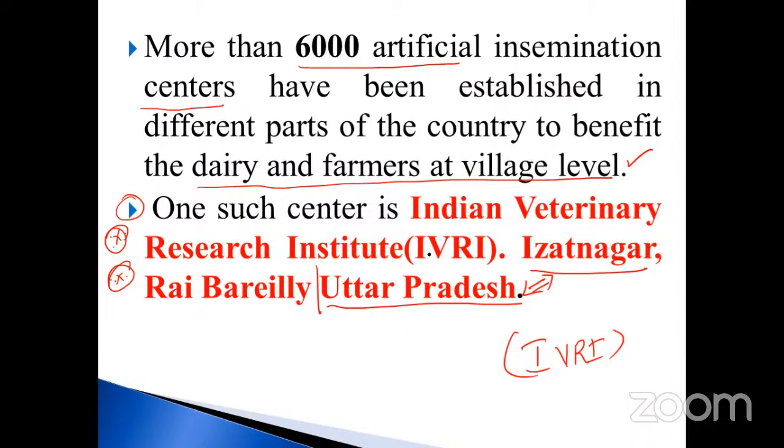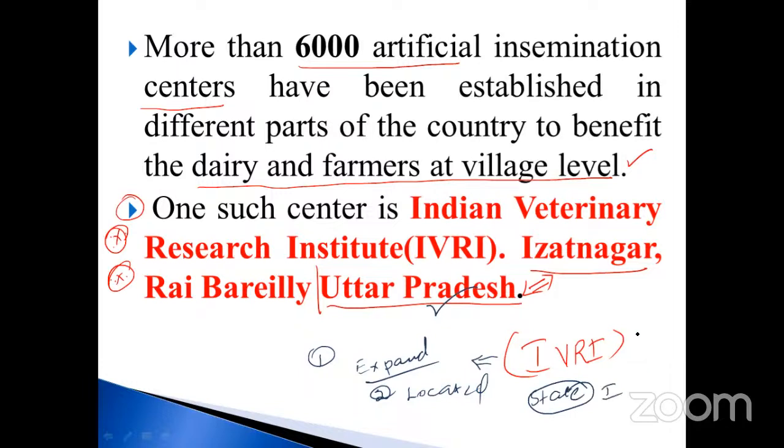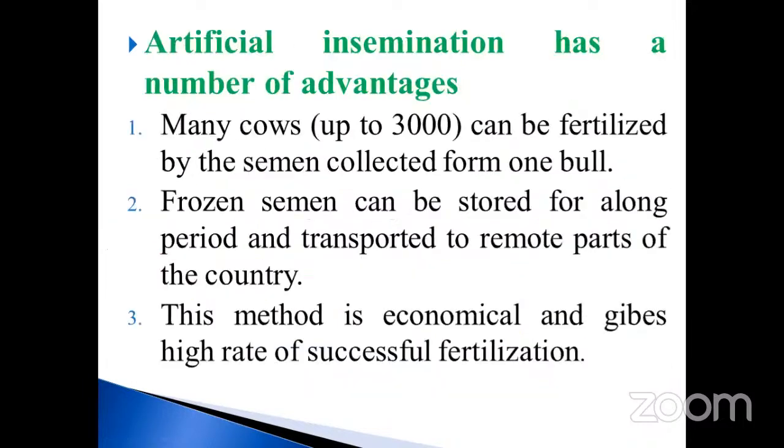First of all, they may ask the expansion of IVRI: which one is the correct expansion? The second point is where it is located: Izzatnagar, Bareilly, Uttar Pradesh. Which state? State is also one question. So three questions come from a single paragraph, my dear. Don't forget. So go to the next one.